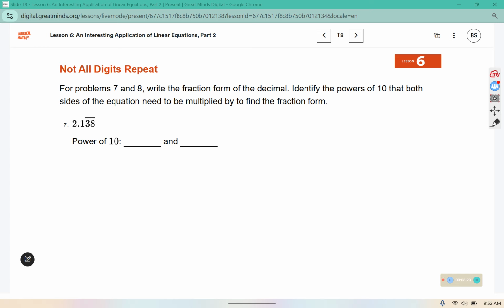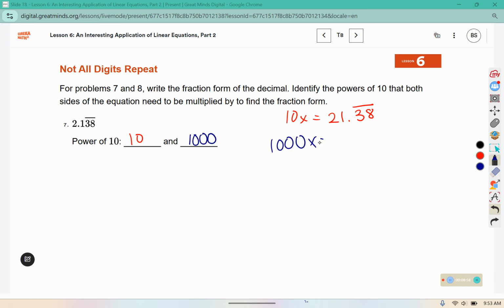So for problems 7 and 8, write the fraction form of the decimal. Identify the powers of 10 that both sides of the equation need to be multiplied by to find the fraction form. We're going to start by multiplying by a power of 10, because that'll give us 21.38 repeating. And then we also need to move it 2 more spots, so 2 more zeros. That would move it 2 more place values, so 2138.38 repeating. And then we're going to subtract those.